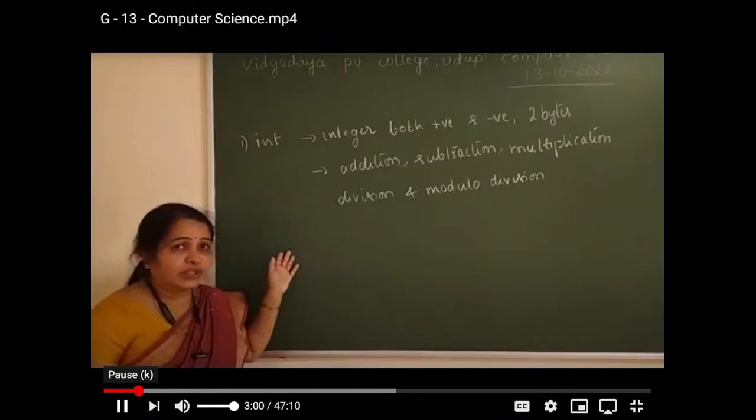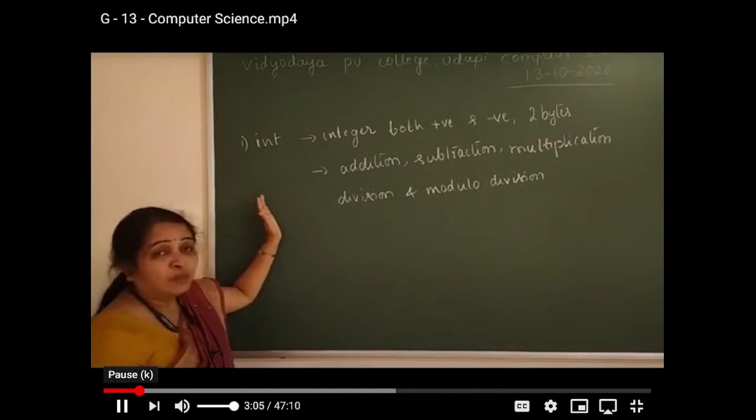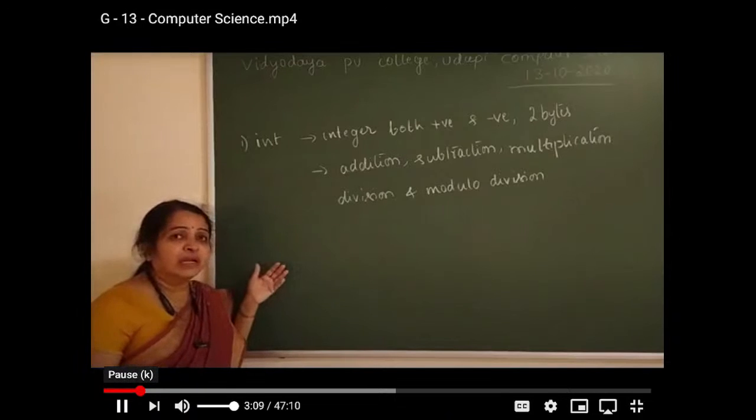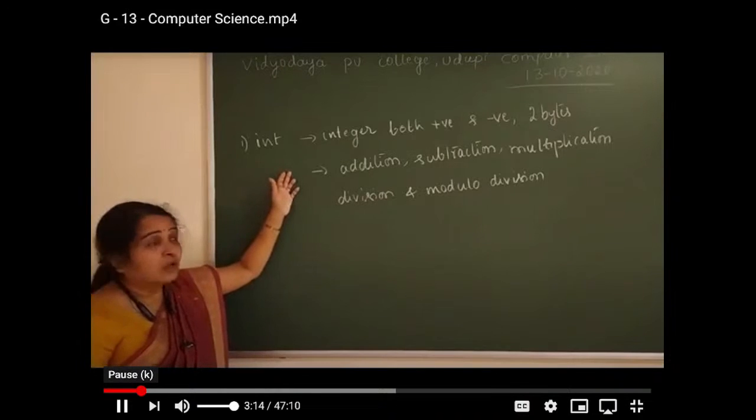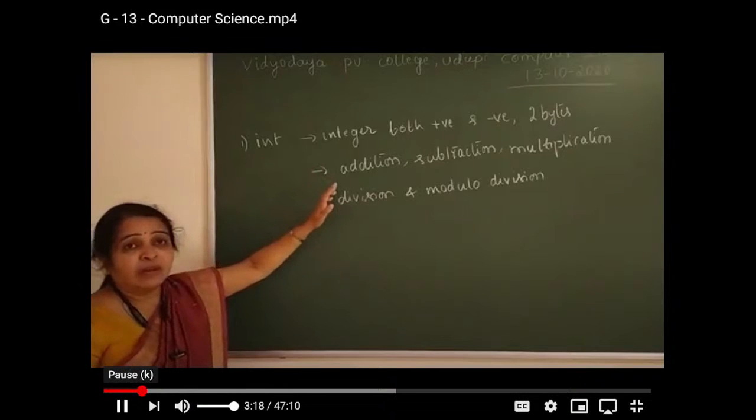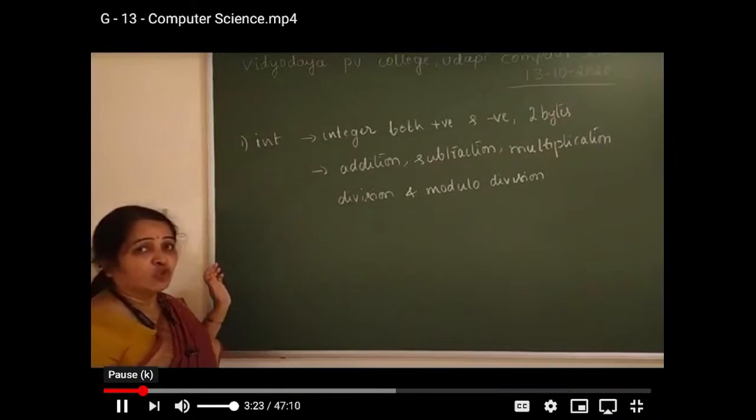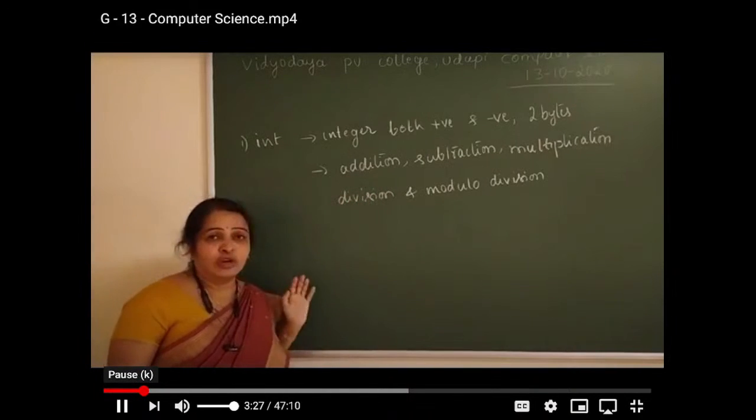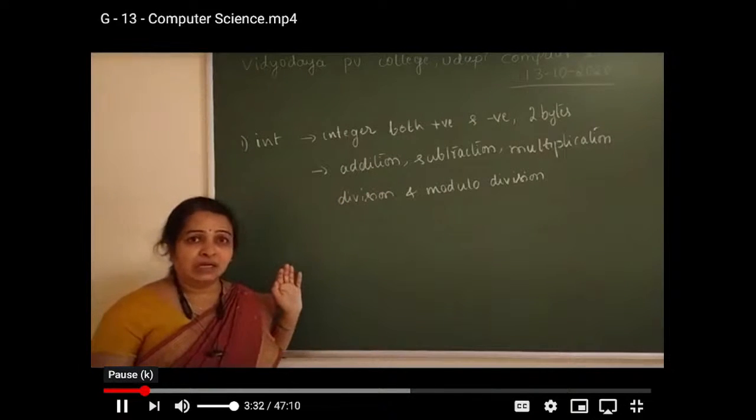An important question for 2 marks: explain the int data type, or in general explain the fundamental data types in C++. Integer values can be represented by using the int data type. They will represent both positive and negative numbers. 2 bytes of space will be consumed in the memory. Addition, subtraction, multiplication, division, and modulo division are the possible operations on the int data type.